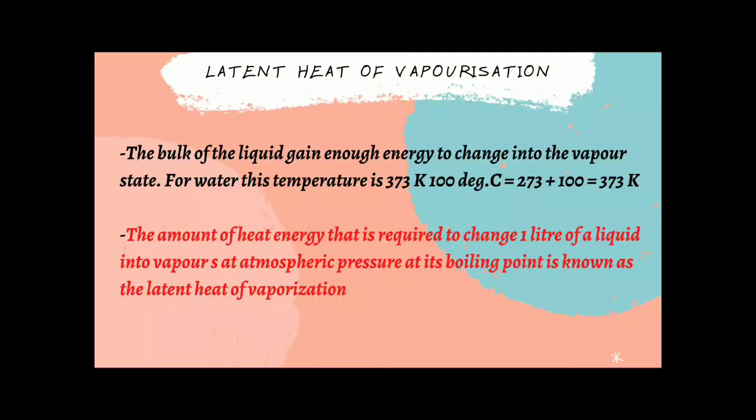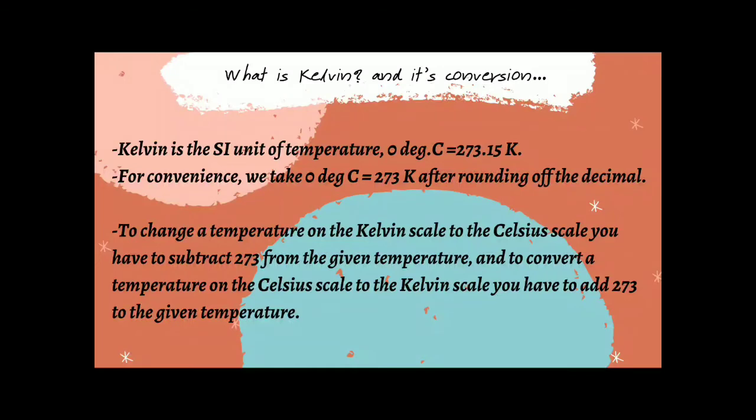Now when it happens, that is at 100 degree Celsius, that is 373 Kelvin, because 100 degree Celsius plus 273 is equal to 373 Kelvin, the bulk of liquid gains enough energy to change into vapor state. For example, for water, this temperature is 373 K, that is 100 degree Celsius. 273 plus 100 is 373 K.